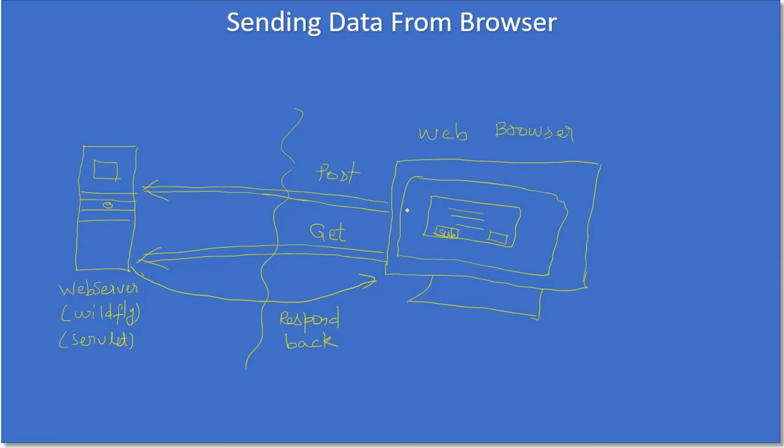Once they click the submit button, the data can go to the server in two methods. One is a post method and another one is a get method. So these are the two ways of sending data from the web browser to the web server. Here, the web server Wildfly, with the help of a Servlet, can process those post and get methods. After the processing is done, it will respond back to the web browser, and the browser will make use of the incoming HTML and render that in the web browser.